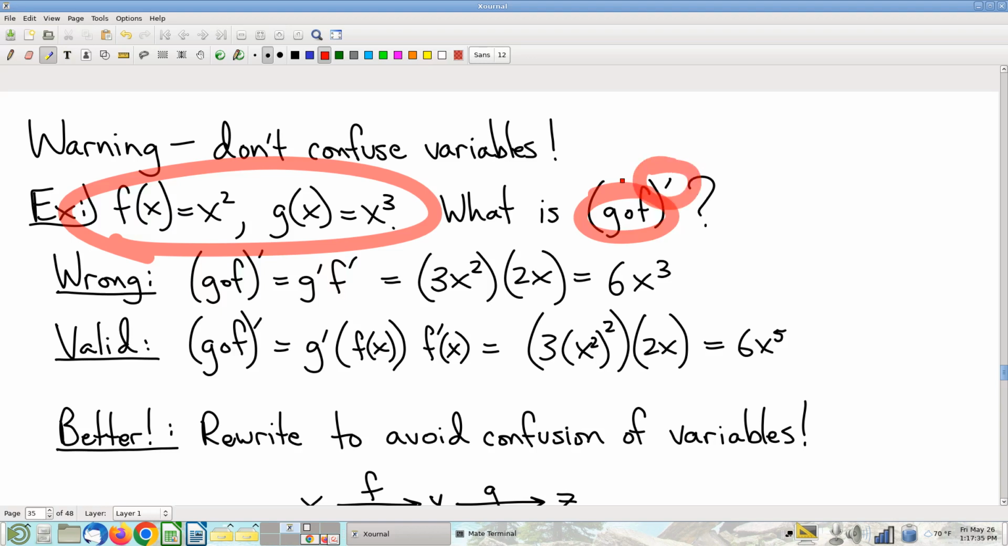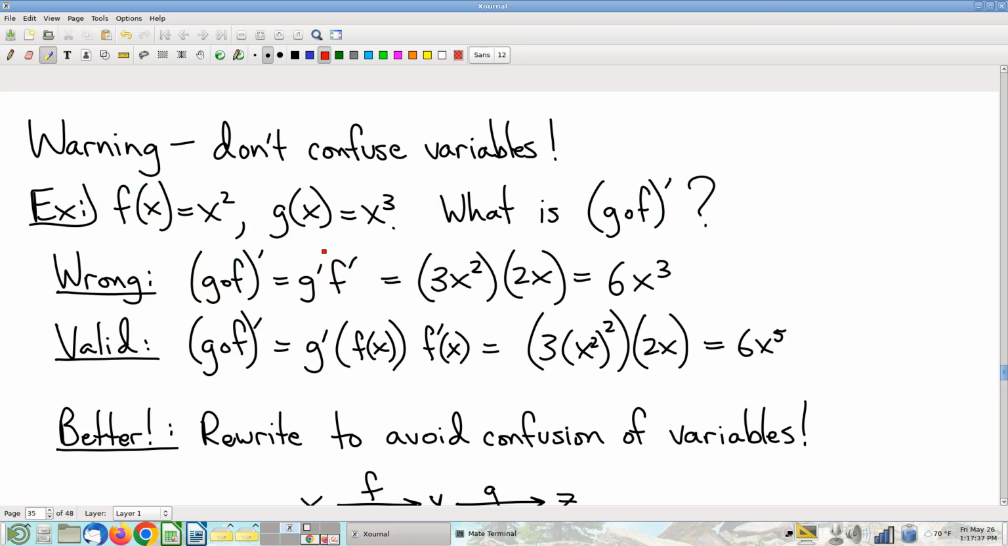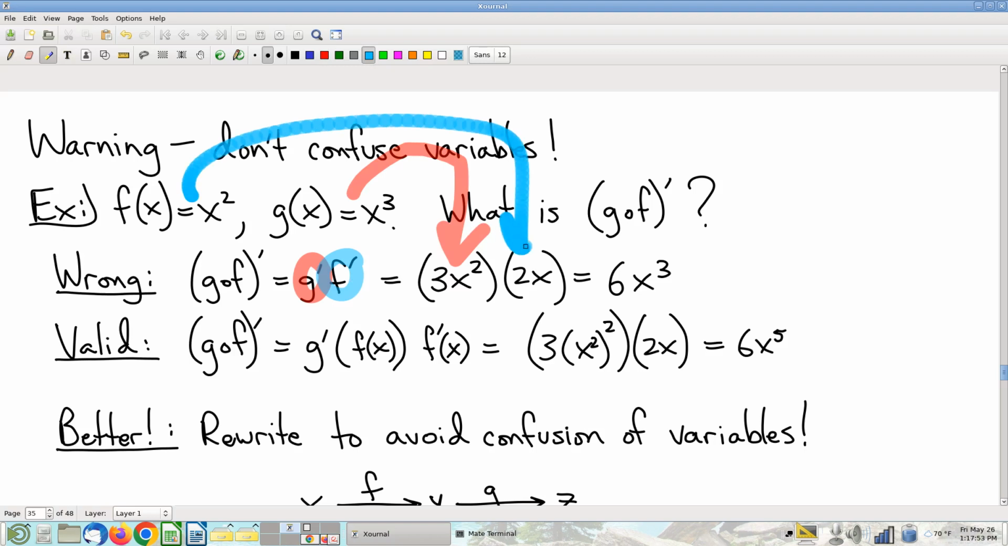Right? Perfectly reasonable question. And here's a mistake that one could imagine Calc 1 students would make a lot, and that is to say, okay, well, let's see, a derivative of compositions, the product of the derivatives. And well, let's see here, G prime, okay, well, there's the derivative of that. And let's see here, F prime is, okay, well, there's the derivative of that. And then you multiply these and you get 6x cubed, which of course is wrong. Now I was deliberately sloppy there, right?